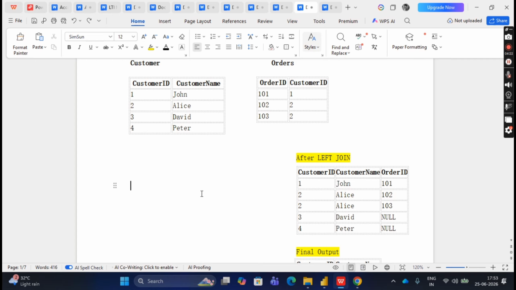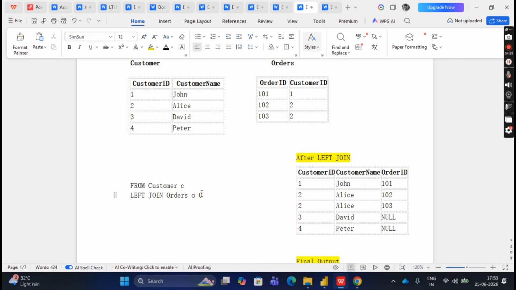This is very important: how we should write the code for left join. This is what I follow: I write according to the order of execution of the SQL statements. So I'll write from customer C, and then I will do a left join orders O. On which column will we be doing the join?